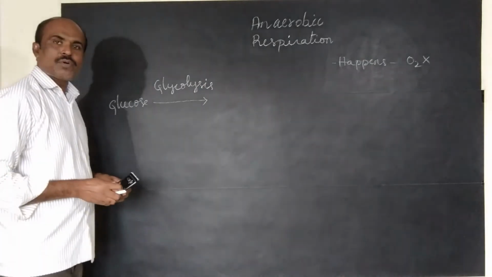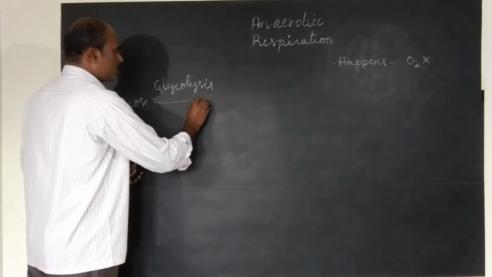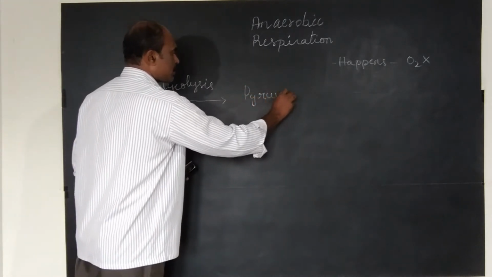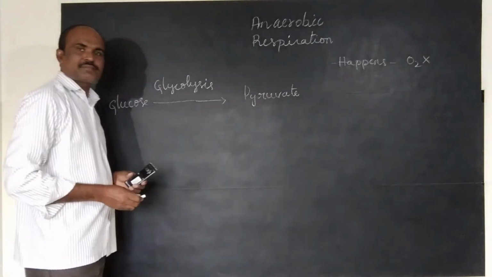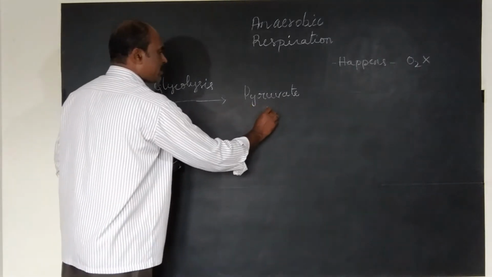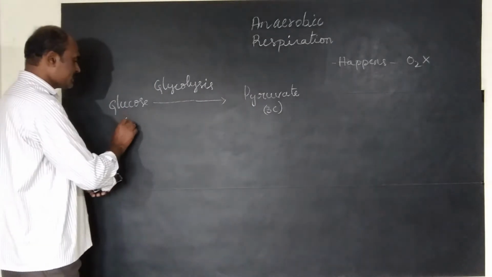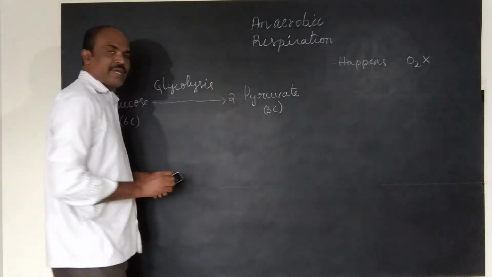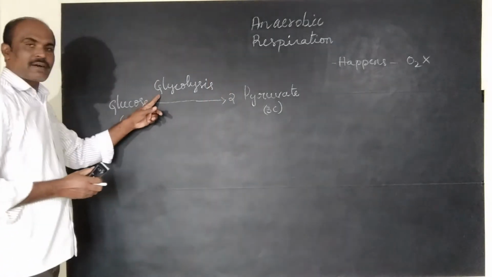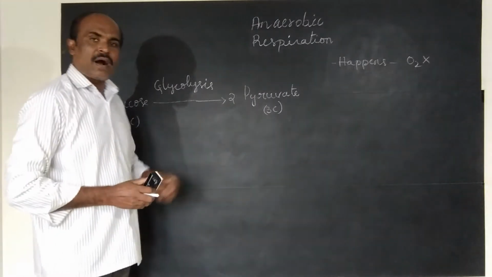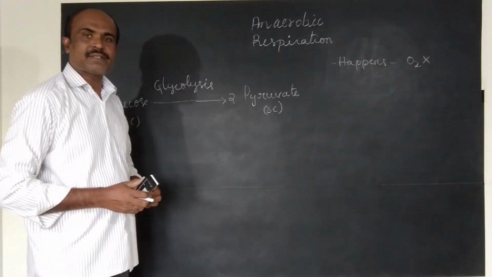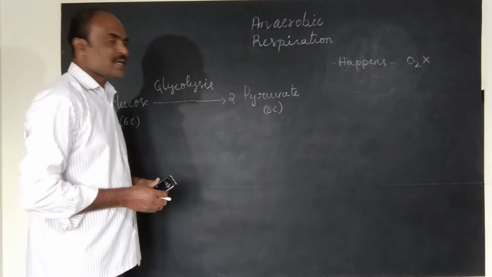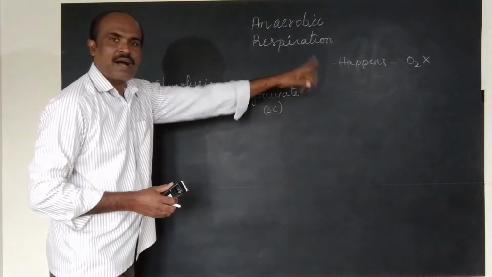As a result of glycolysis, glucose is broken down into pyruvate or pyruvic acid. Pyruvate is a 3 carbon compound. Glucose is a 6 carbon compound. So 2 molecules of pyruvate are formed in glycolysis. After the formation of pyruvate, the following things happen in anaerobic respiration, that happens in the absence of oxygen.